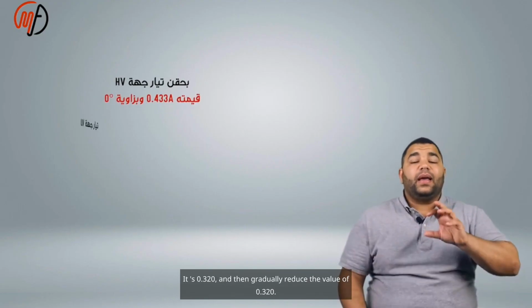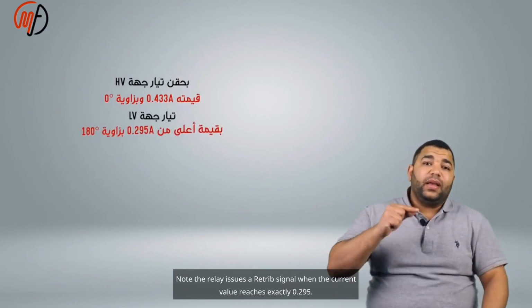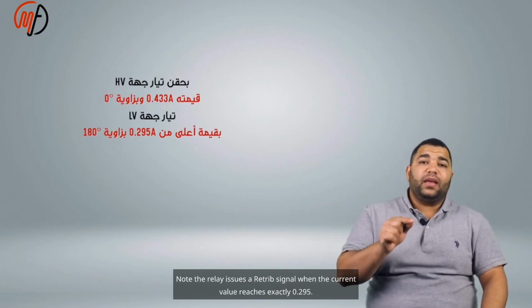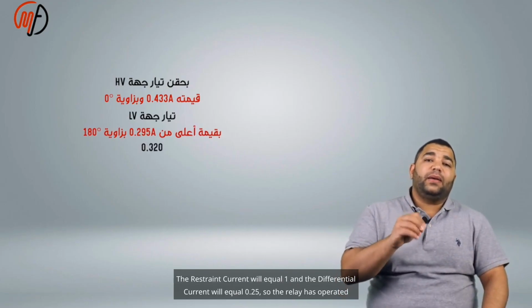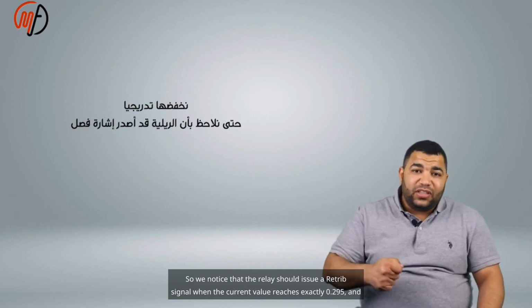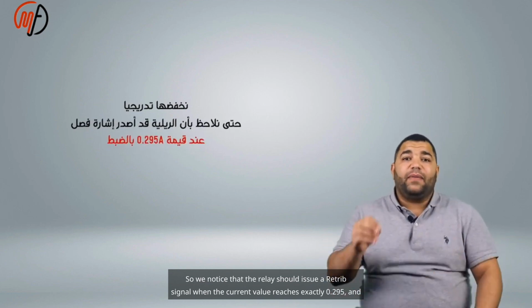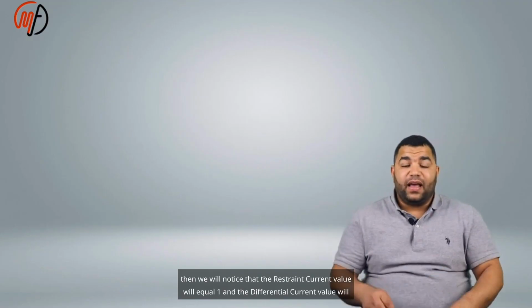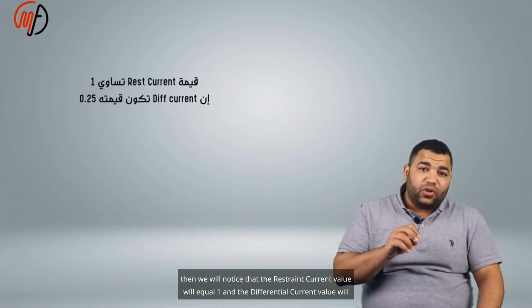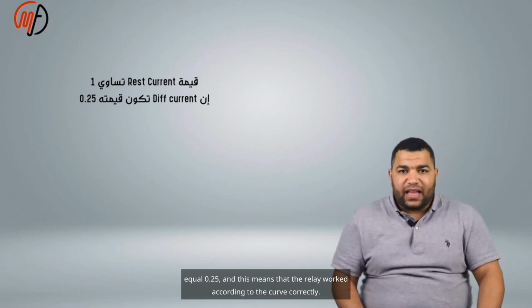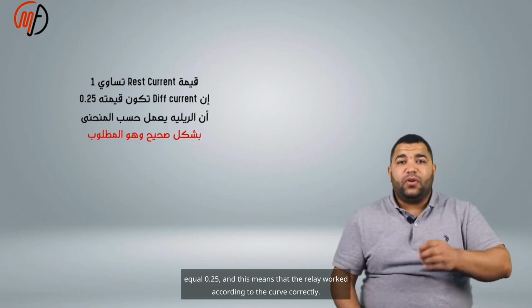We start at 0.320 and then gradually reduce the value. Note the relay issues a trip signal when the current value reaches exactly 0.295. The restraint current will equal 1 and the differential current will equal 0.25. So the relay has operated correctly according to the curve. We notice that the relay issues a trip signal when the current value reaches exactly 0.295, the restraint current value equals 1 and the differential current value equals 0.25, and this means that the relay worked correctly according to the curve.